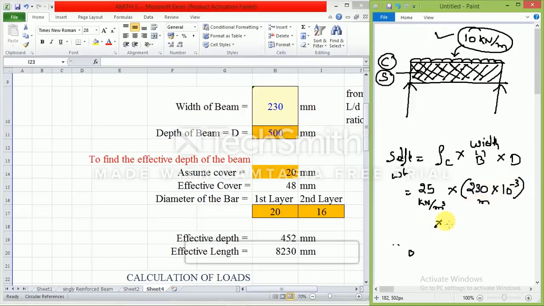And again, what is the depth of the beam? You can see the overall depth of the beam is 500. I am writing here 500 into 10 to the power minus 3. The same thing, it is in mm and I am converting it into meters. So now I will get the self weight of the beam, that is 2.875.